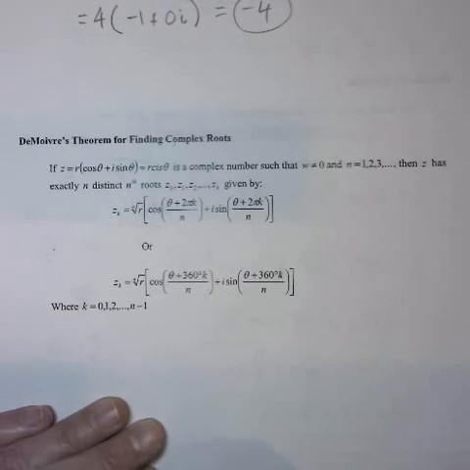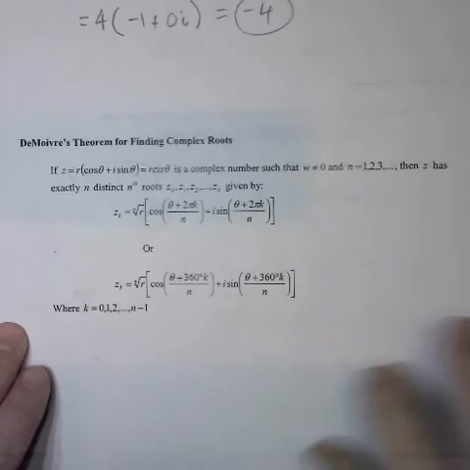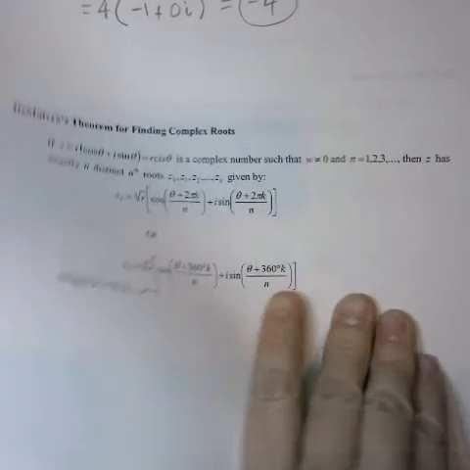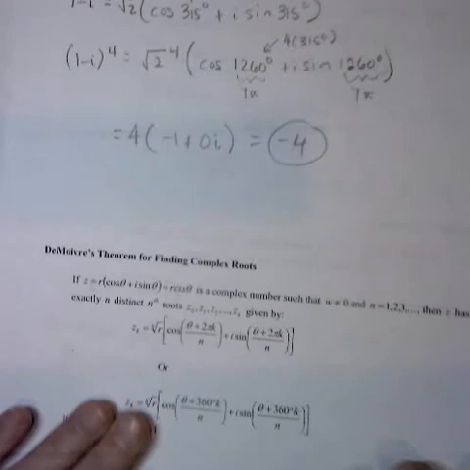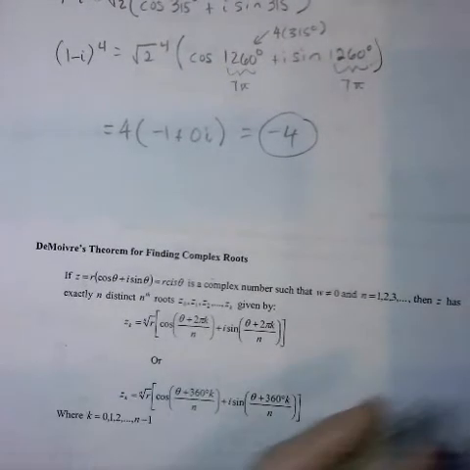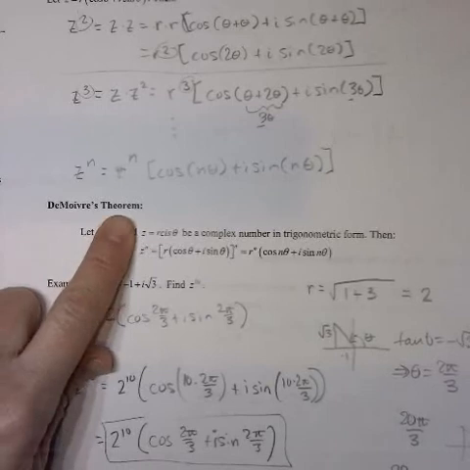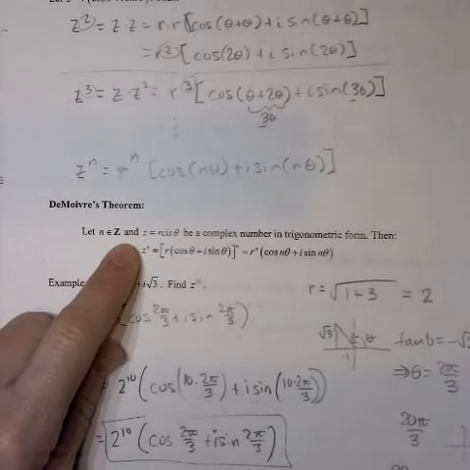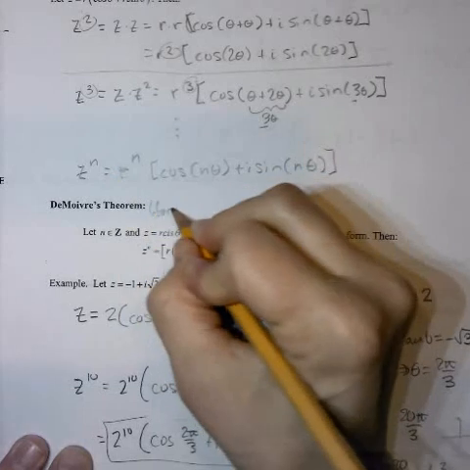So you're going to find all of the roots. There's going to be more than one answer, unlike the powers, where there's only one answer. One other thing I should point out: these are both called De Moivre's theorem. This one is called De Moivre's theorem for powers. The other is for roots.